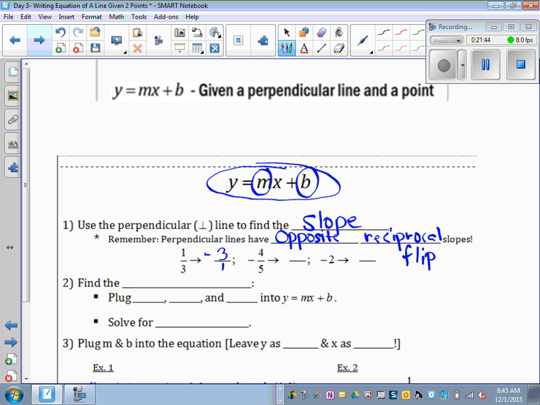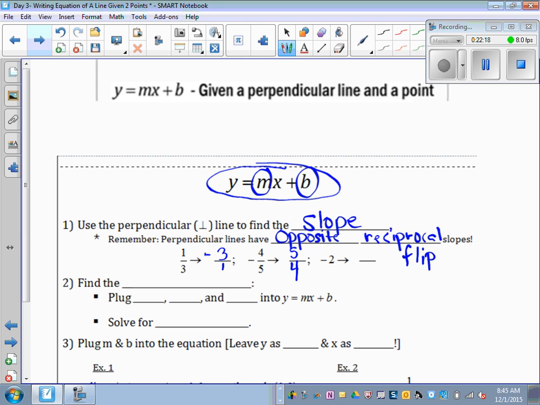Alright? So then, for my next one, Gabby, what's my slope going to be? Well, what's the opposite? Is it currently positive or negative? It's currently negative, so it needs to be positive. And then what's the reciprocal? Okay, 5/4. So my perpendicular slope would be 5/4. We should all be writing this down.